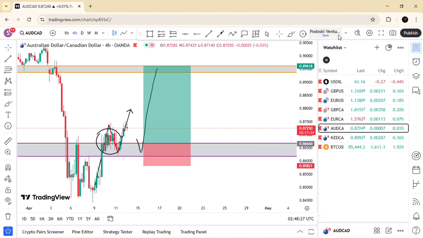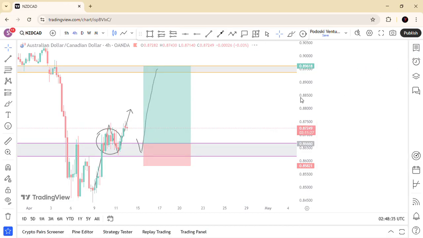So yeah, that's it on AUDCAD, and the next pair on the list is NZDCAD.